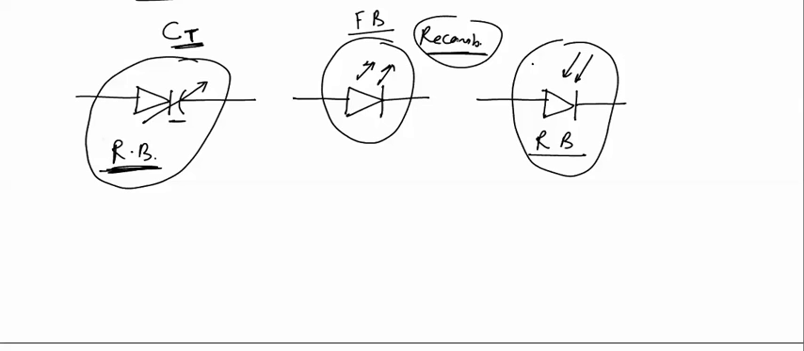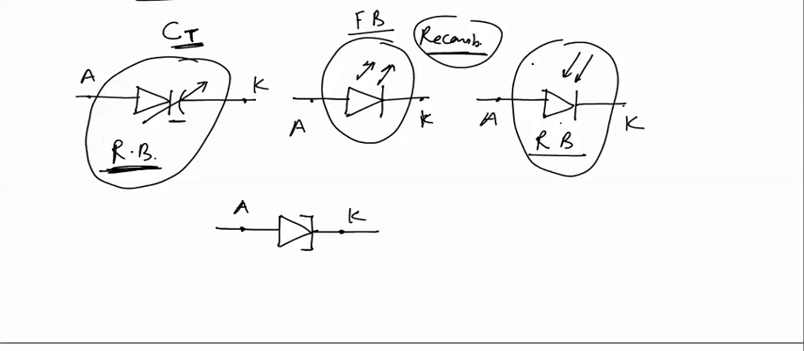Next, we studied the tunnel diode, which is used with a symbol like this. These are the anode and cathode terminals of all the diodes. And this tunnel diode is also always operated in forward bias and the negative resistance region.